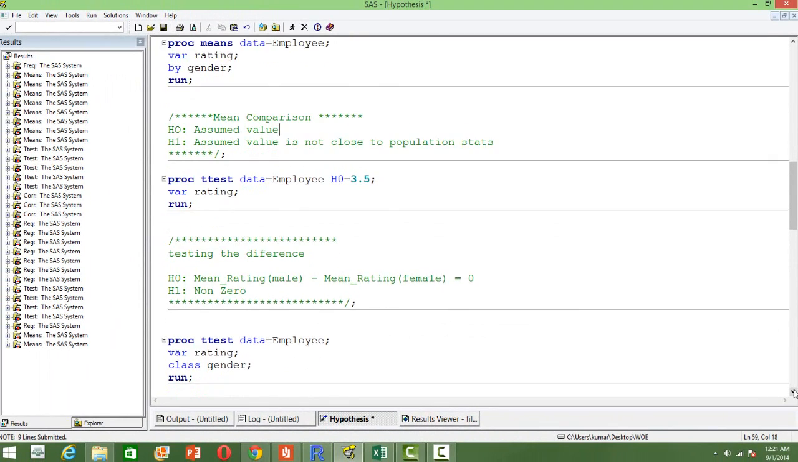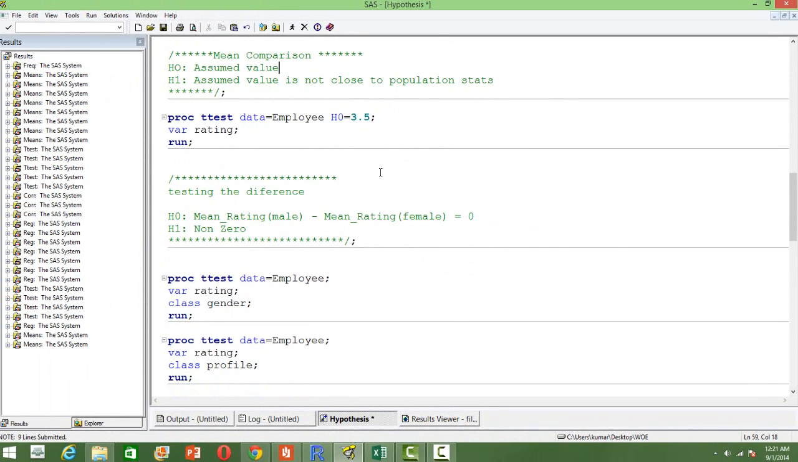So the first hypothesis testing that we're going to do is that we just want to know whether the average rating for all employees is 3.5, because we have seen that the rating actually ranges from 2.5 to 4.5. So is it that the average rating of the organization is 3.5? So how do we do that? We will use proc ttest for that.